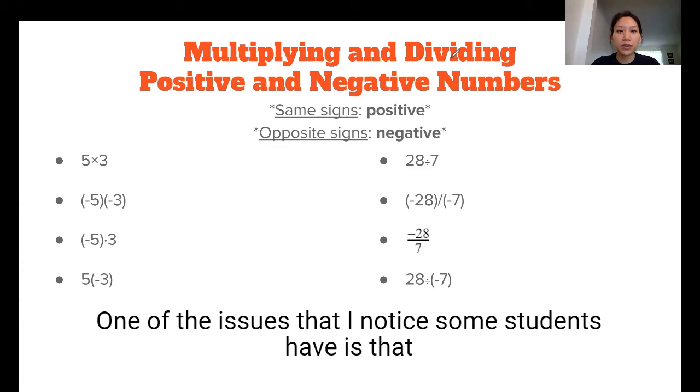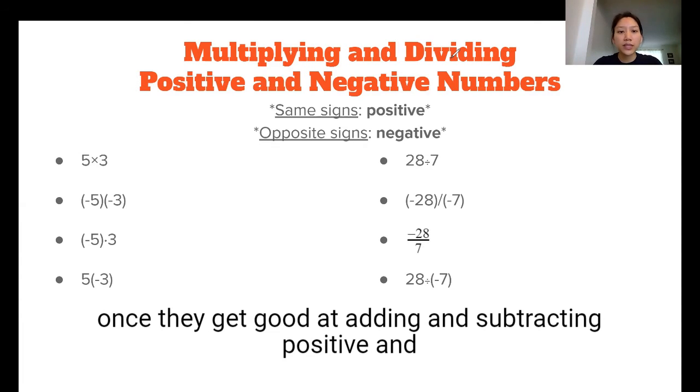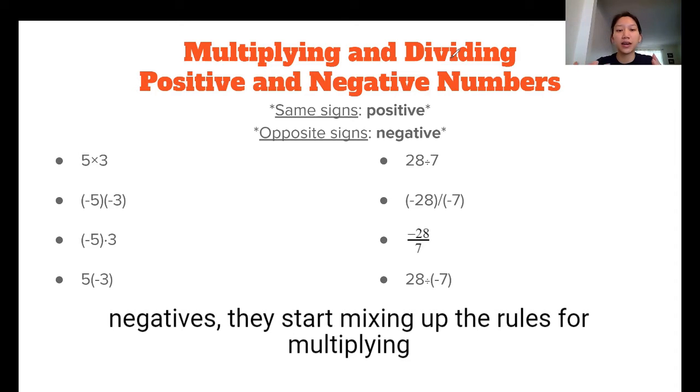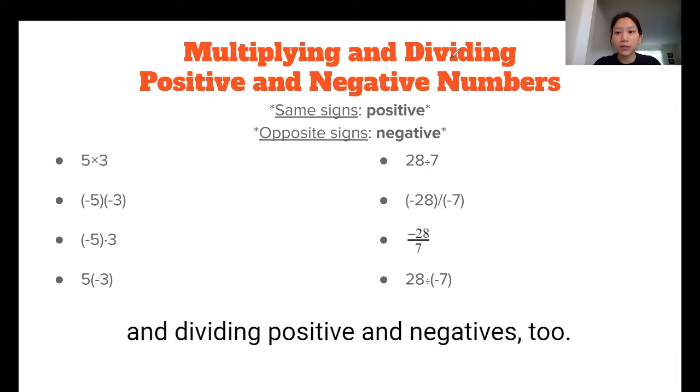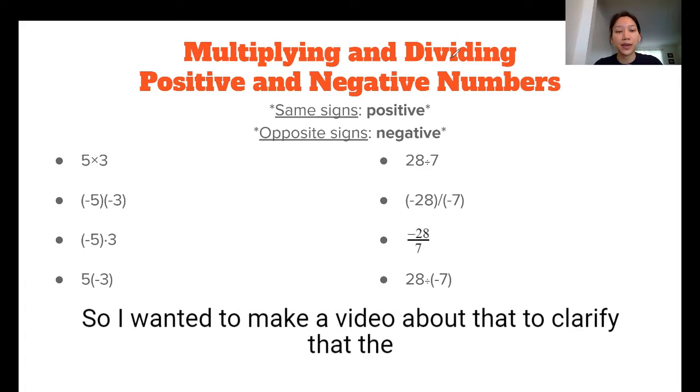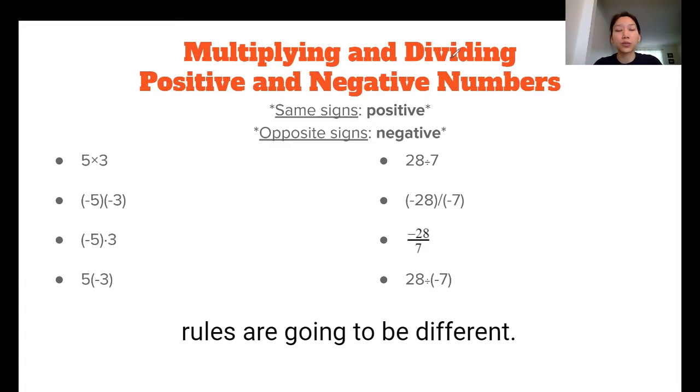So one of the issues that I notice some students have is that once they get good at adding and subtracting positive and negatives, they start mixing up the rules for multiplying and dividing positive and negatives too. So I wanted to make a video about that to clarify that the rules are going to be different.